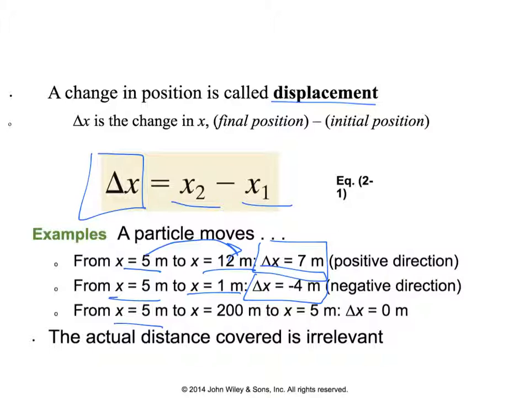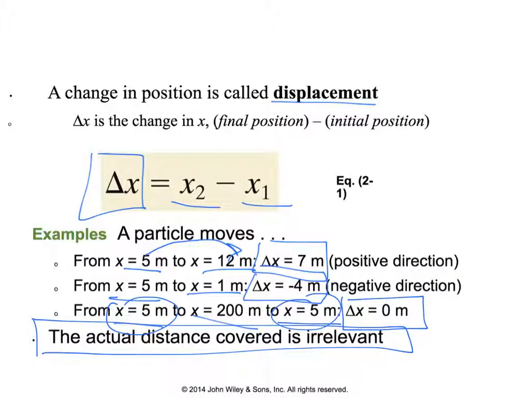And finally, if we have a particle that starts at the 5 meter mark, then travels to the 200 meter mark, and then makes another trip back to the 5 meter mark, then the total displacement is in fact 0 because it started at 5 and ended at 5, so 5 minus 5 is 0. The actual distance covered, and this is important, the actual distance covered is irrelevant. Displacement is not distance. Now, you might argue that these first two examples, displacement and distance, were equivalent, and yes, that is true. That is sometimes the case.